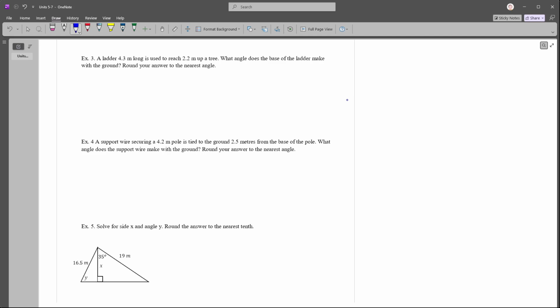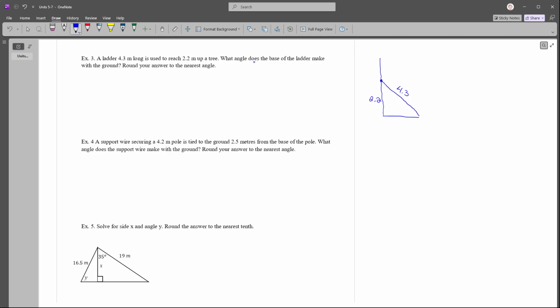A ladder, which is 4.3 meters long, is used to reach 2.2 meters up a tree. That implies that the tree is taller than that. So if we have a tree, let's say this big long stick is the tree, okay? And we have a ladder leaning up against this tree. It tells us that the ladder is 4.3 meters long. It tells us that it hits the tree up here 2.2 meters up the tree. Okay.